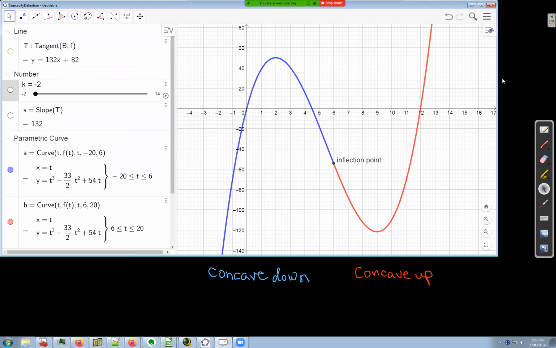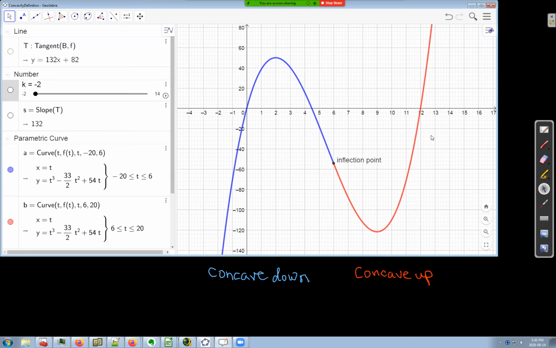So what the heck is concavity? What does it mean intuitively? And what's the mathematical definition? And how do you know when you see it? And how can you calculate it when you can't see it?